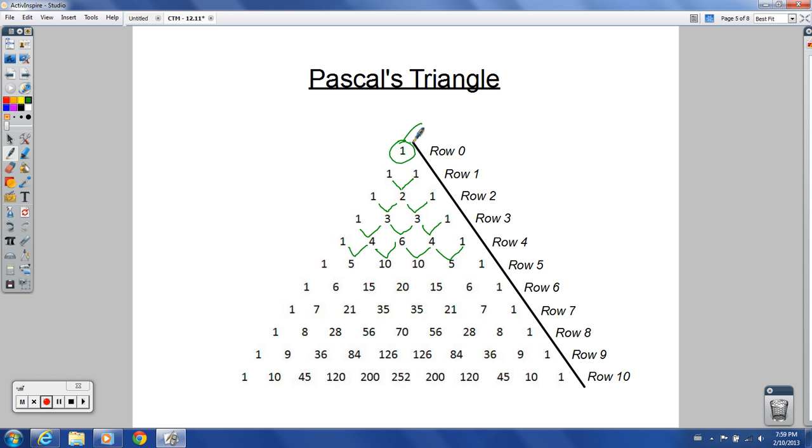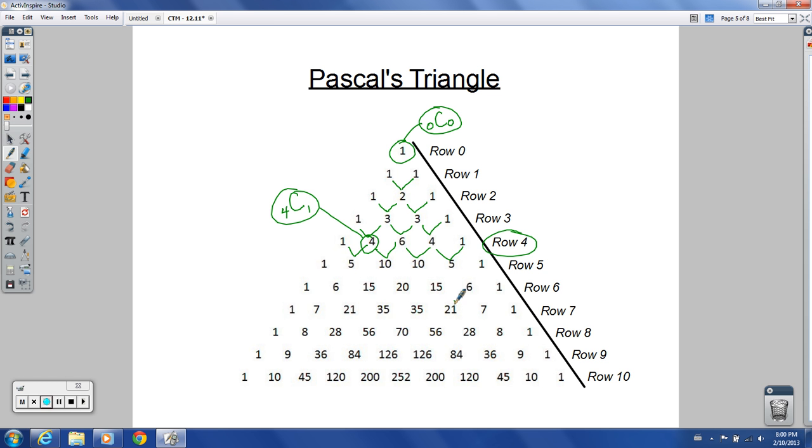But this is actually 0 choose 0. If you go down to here, this is row 4, and let's say you picked this one. This is actually 4 choose 1. Row 4, this is the 4th row, and so 4, picking 1, 4 choose 1 equals 4.